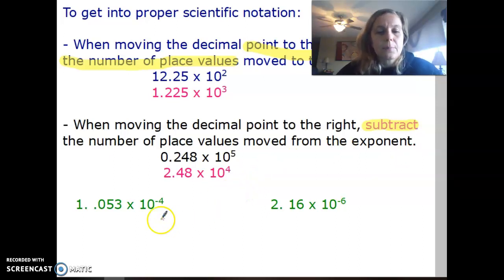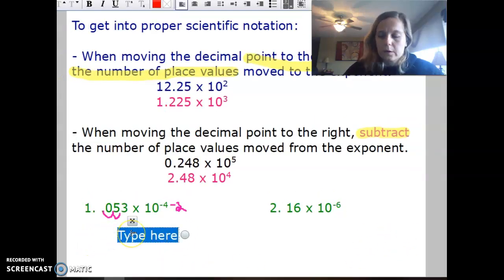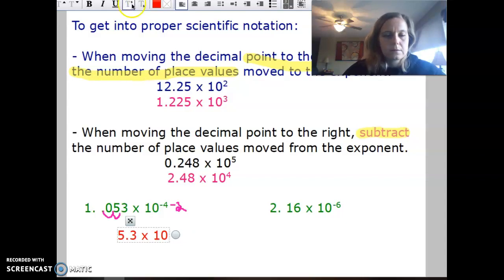So if we look at example 1 down here, we know we've got to move this decimal point 2 places to the right to get it in the right spot. And we know if we're going to the right, we have to subtract a really ugly 2. So that means we are going to be left with 5.3 times 10 to the negative 6.